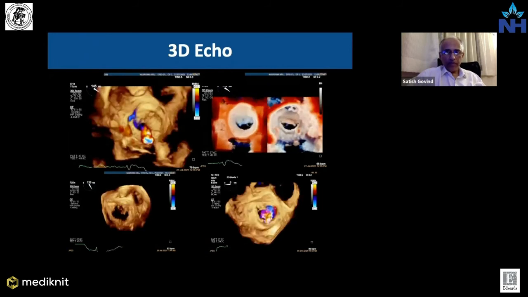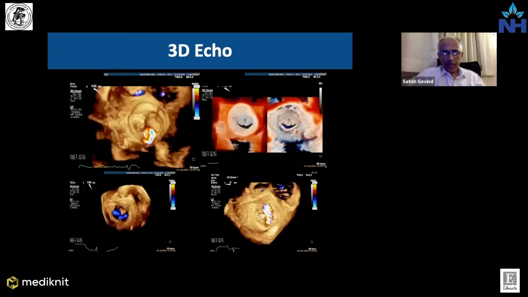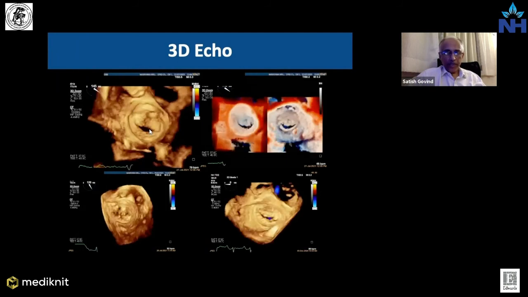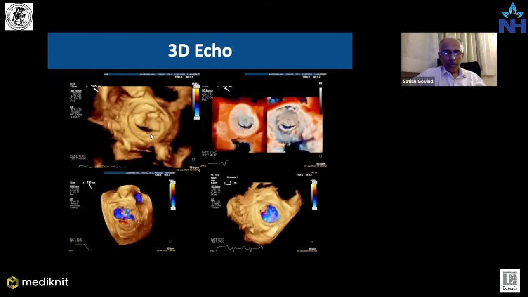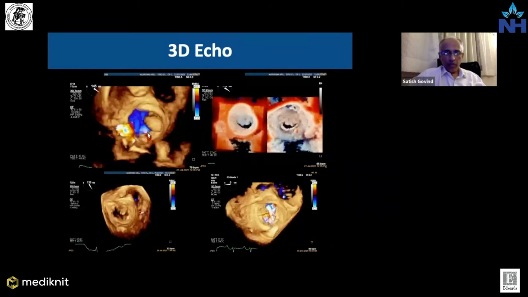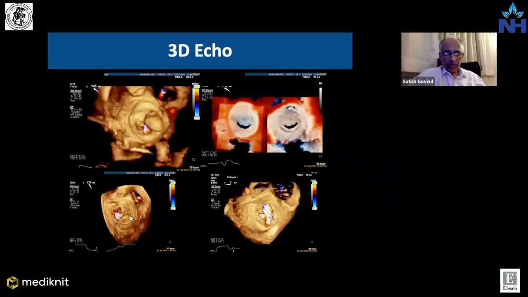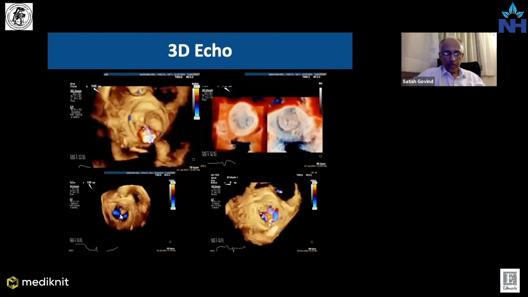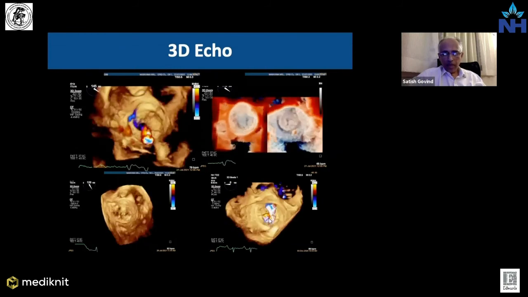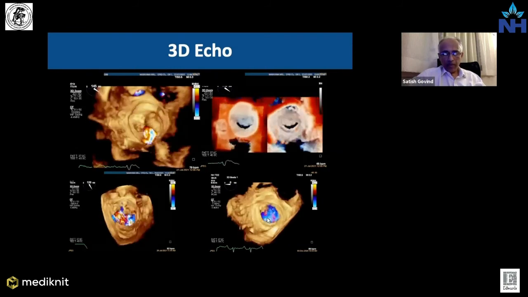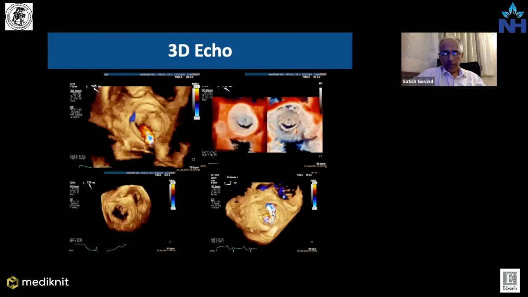But now with the advent of 3D, it makes our job much easier. So these are various examples of how the jet can be localized. You can see that the jet is coming from the A2P2 here. And then you have these multiple jets. So they are coming from the commissures. There's a central jet here, another jet from the commissure. And this is from another patient where the jet is coming from the A2P2 area. This is a central jet.